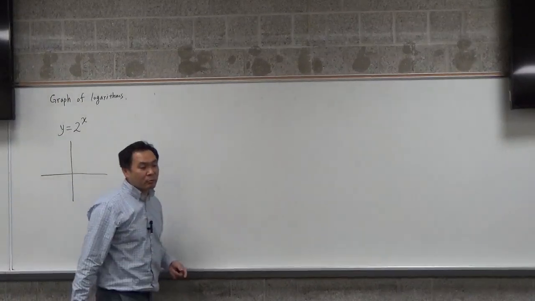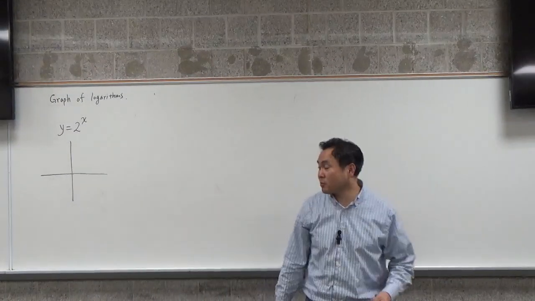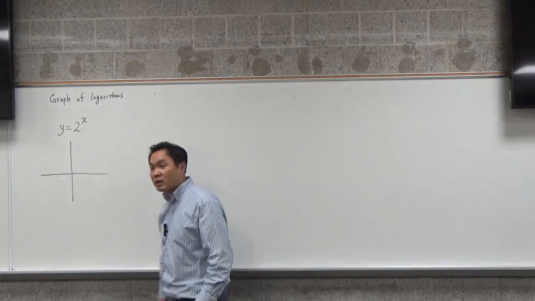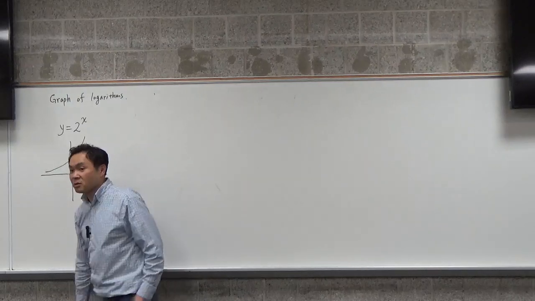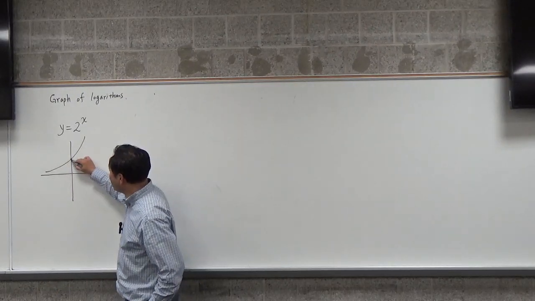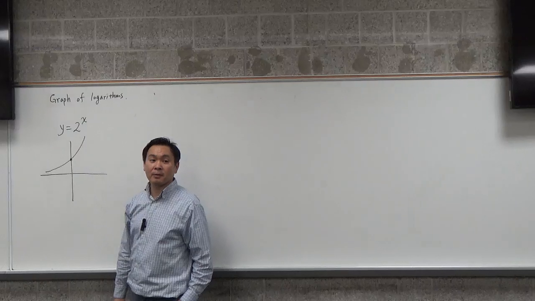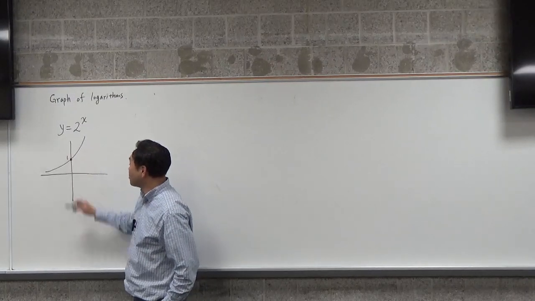Okay, let's start off by reminding ourselves of the graph of the exponential function. If you have y equals 2 to the x, I've shown you that the graph looks like this, where this coordinate is (0, 1). So that's (0, 1).